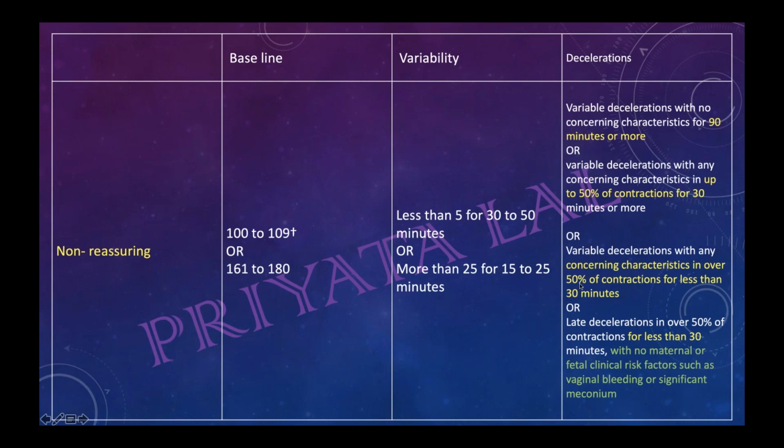So if it is more than 50% of the contractions, then you can say it for less than 30 minutes. So it is basically vice versa. If they are present in less than 50% of contractions, then the time will be more. To be an NR feature, they have to be present for more than 30 minutes. And if they are present in 50% of the contractions, so contractions are more, then the time will be less than 30 minutes.